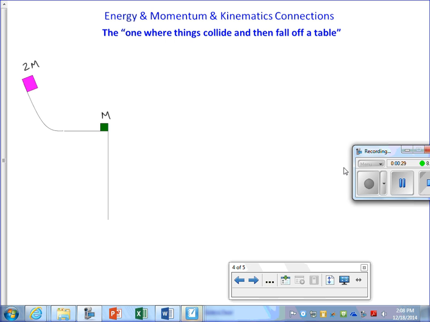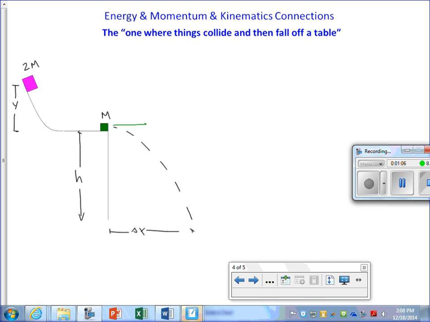2m is going to slide down a hill here of height y, and it's going to collide with m, and we'll say that system is an inelastic collision. They hit and they stick together. They'll then fall off this table and turn into one of these horizontally fired projectiles, and we want to find this delta x. Okay?